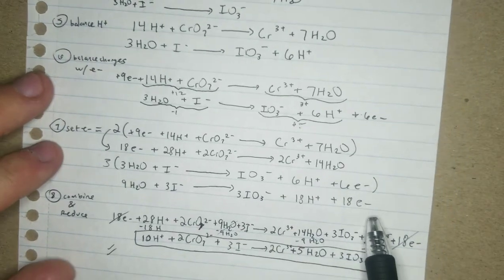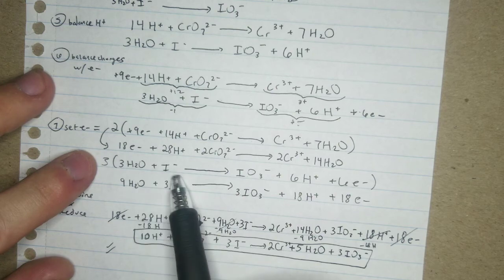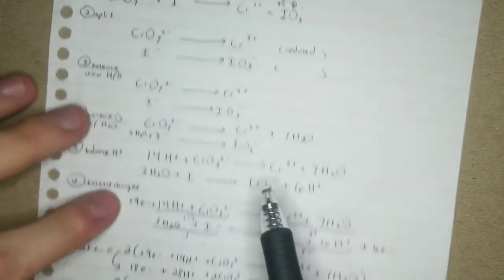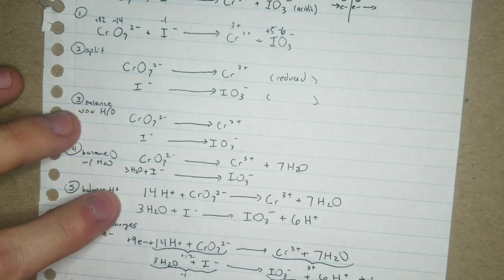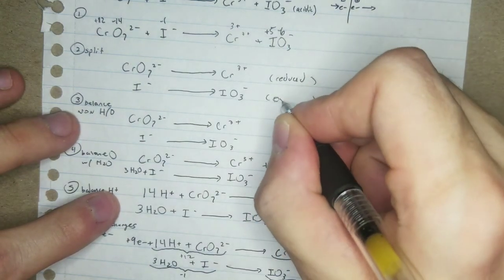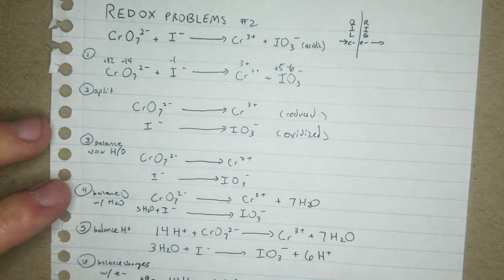Here we have the electrons on the product side. So the 3H2O plus the I minus. The I minus had it there. Let's see here. So oxidized. So that should have been the answer there.